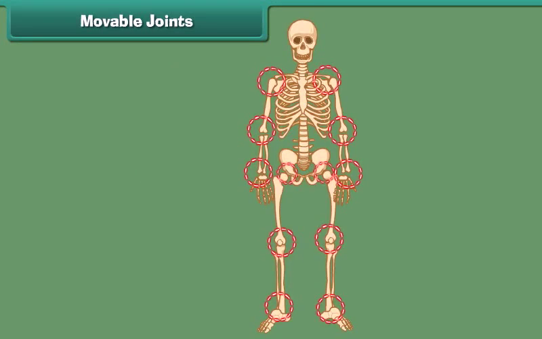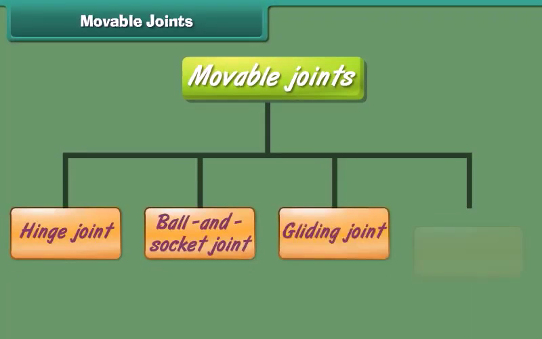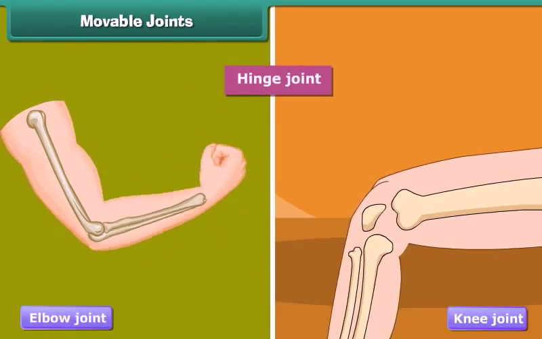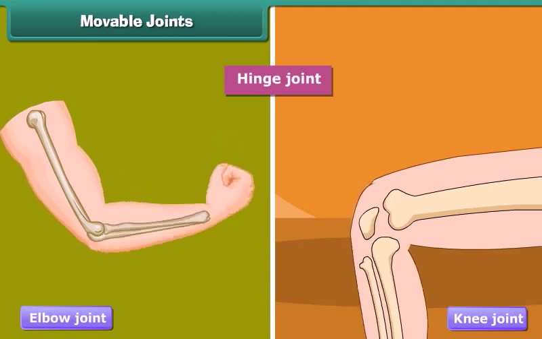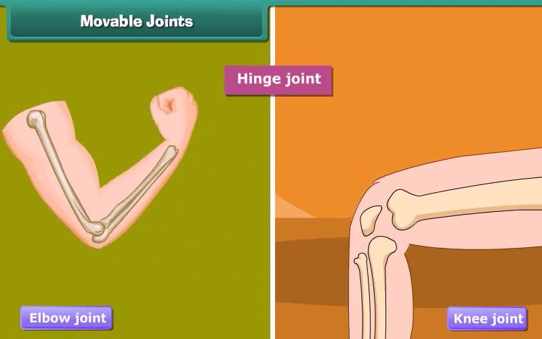Most movable joints allow free movement of the body parts, whereas in some joints only a little movement is possible. Movable joints are grouped into 4 types on the basis of movement. Come, let us discuss each type in detail. Hinge joint. These are the joints which can be bent in only one direction, for example, elbow joint and knee joint.